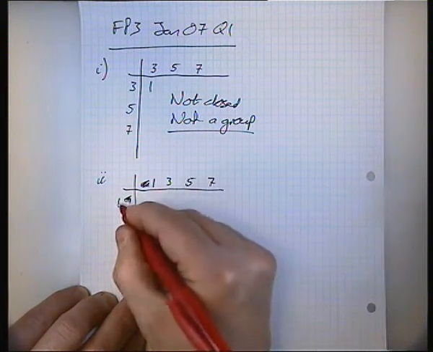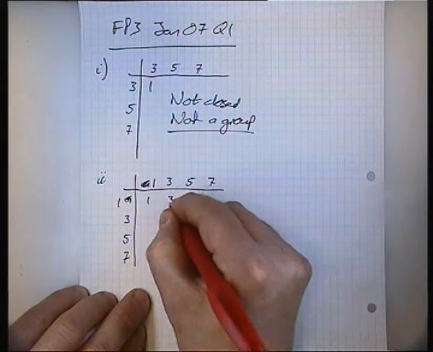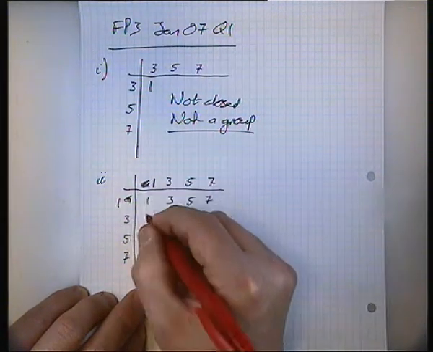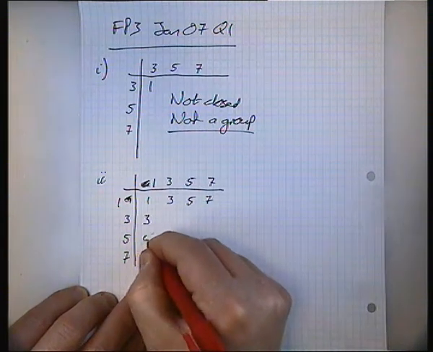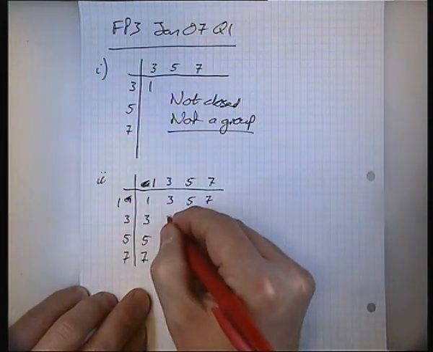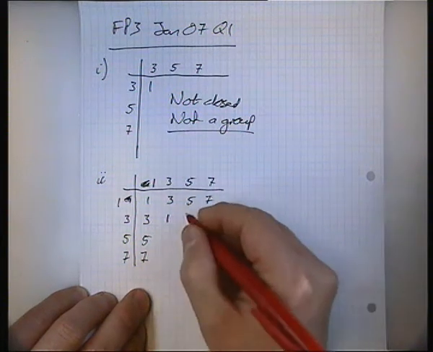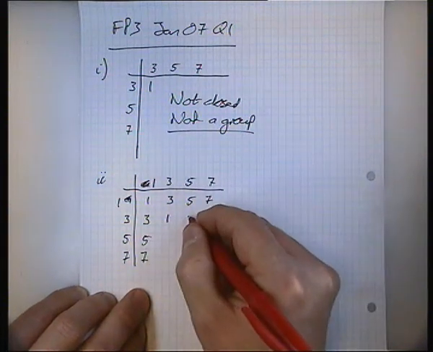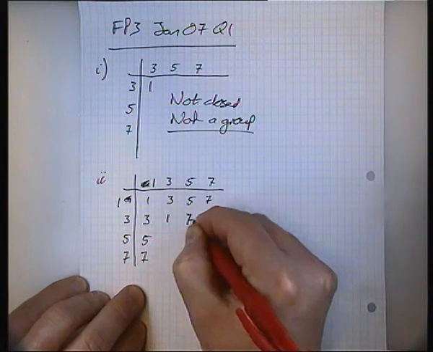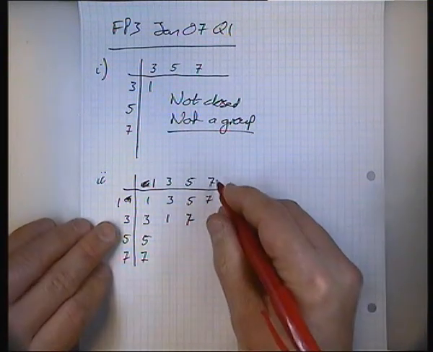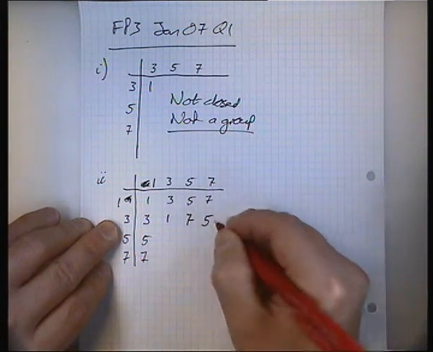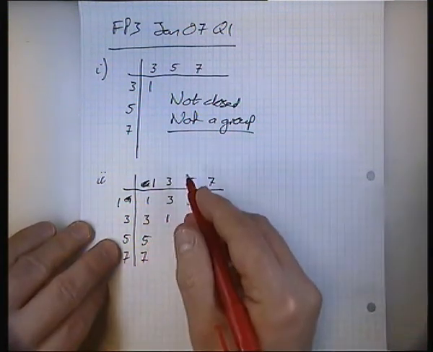So 1 times 1 is 1, then 3 and 5 and 7. So 1, as you expect under multiplication, is the identity. Now, 3 3's are 9, which gives us 1 under modulo 8. 3 5's are 15, which is 7 under modulo 8. And then 3 7's are 21, which is going to be 5 modulo 8. Then 5 3's, well, we've done 3 5's, so that's going to be the same there.